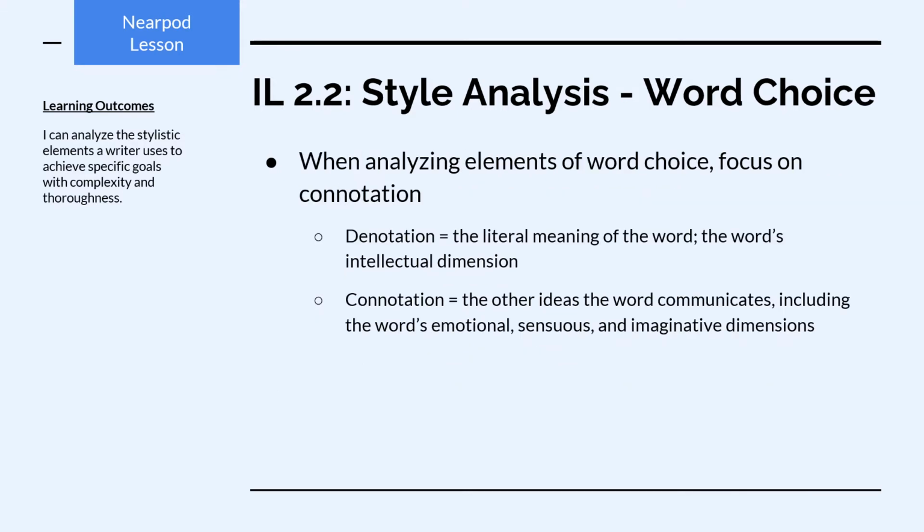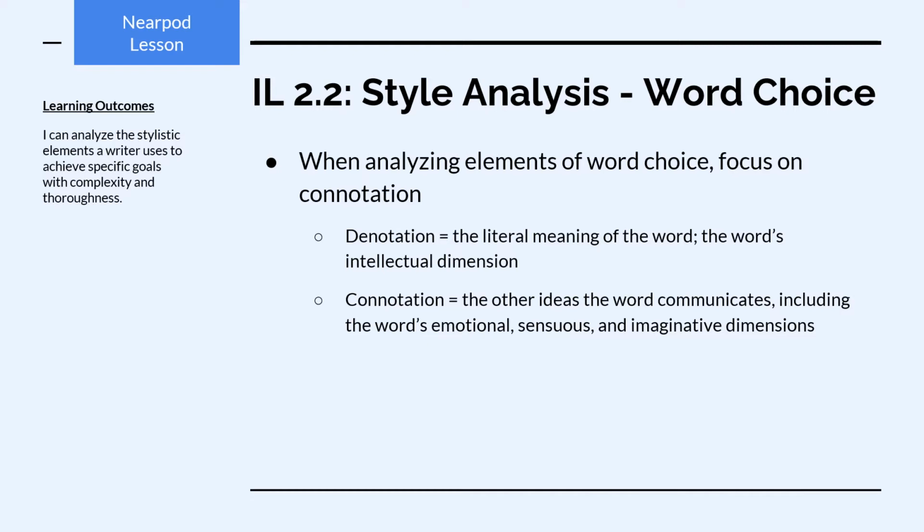Let's begin looking at style analysis by looking at elements of word choice. We'll explore word arrangement in the next lesson, but for now let's look at word choice. So when analyzing elements of word choice, you always want to focus on the word's connotation. Remember the difference between denotation and connotation. These are terms you should have seen in previous English courses.